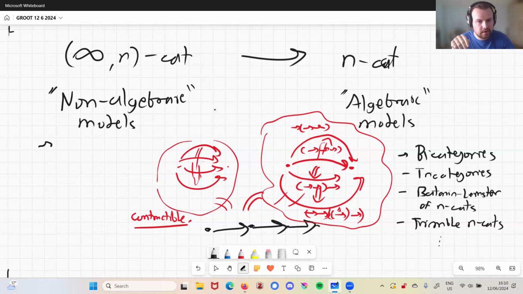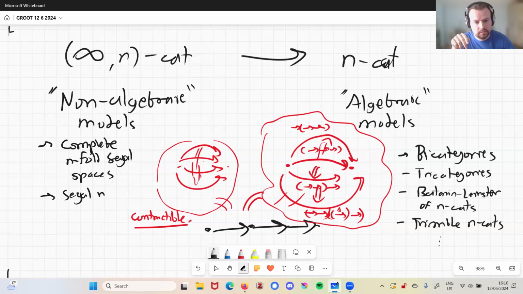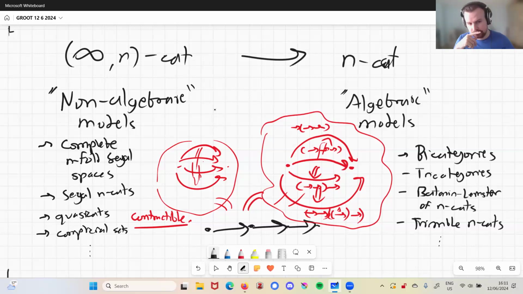So we get things here like complete n-fold Segal spaces, Segal n-categories, quasicategories. They do admit an interpretation like this. It just takes a little bit of thinking. And things like complicial sets, and so on and so forth. There are many, many models here.